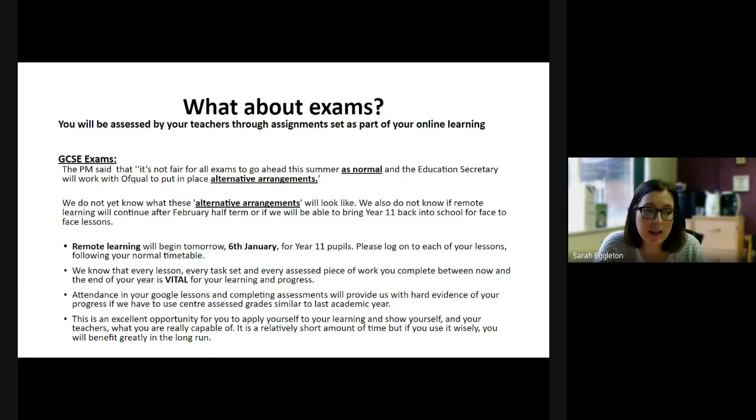If you are in Key Stage 4, I know you will be worried about your exams, English language for Year 10 and the rest of your GCSE exams for Year 11. The Education Secretary is going to put in place alternative arrangements to exams. We don't know what this means yet. As soon as we do know, we will let you know.